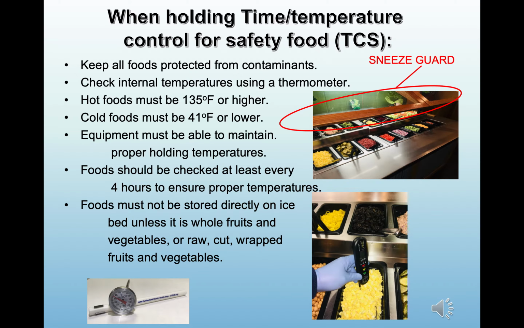When you are holding TCS foods, you must protect the foods from contaminants. An example of this may be a sneeze guard or covering. The internal temperatures of food should be checked at least every 4 hours. Any hot food should be held at 135 degrees Fahrenheit, and cold food should be held at 41 degrees Fahrenheit or less. Any equipment used in your facility should be able to hold foods at the proper temperature. Food should not be stored directly on ice beds unless it is whole fruits and vegetables or raw cut wrapped fruits and vegetables.